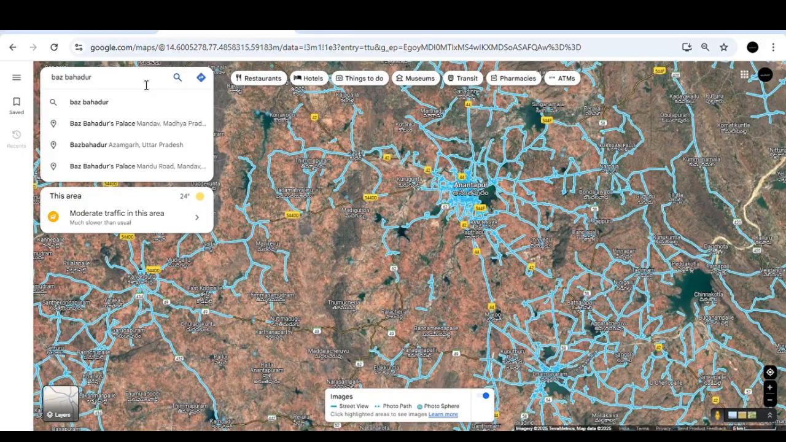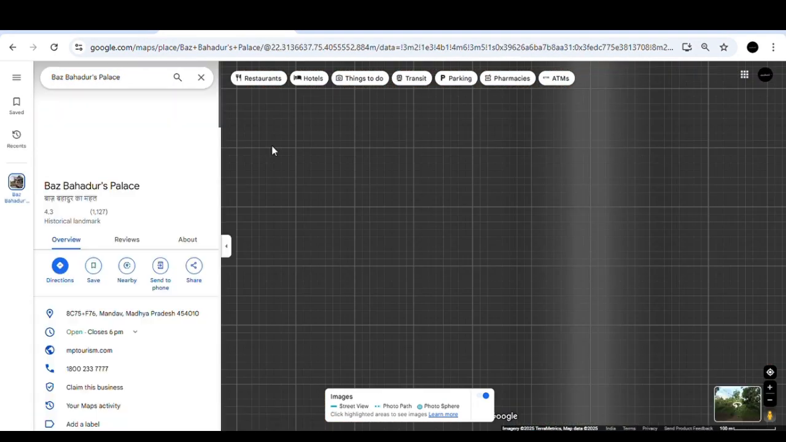Today, we're diving into the stunning yet lesser known gems of Mandu, Madhya Pradesh, Baz Bahadur's palace.